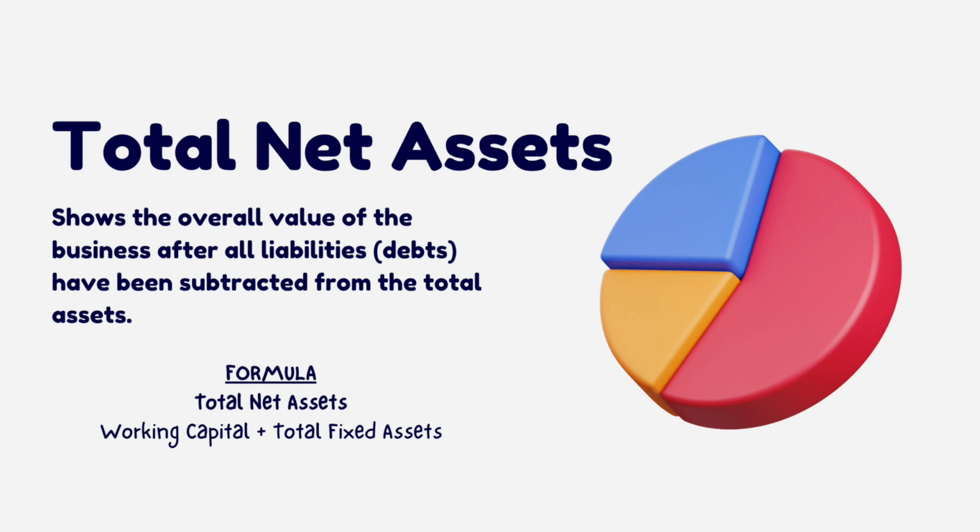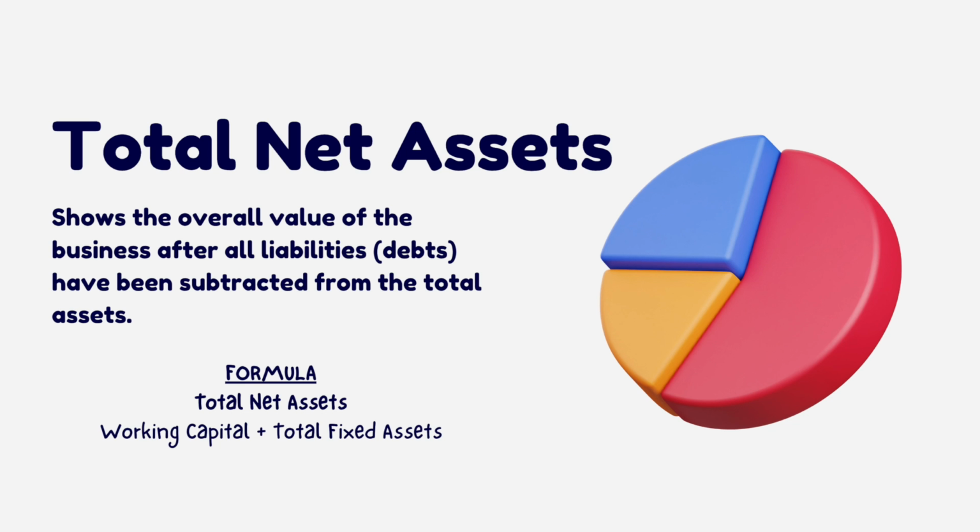Now let's talk about total net assets. This is a key figure that shows the overall value of the business after all liabilities, which are debts, have been subtracted from the total assets. To find your total net assets, you add your working capital onto your total fixed assets.